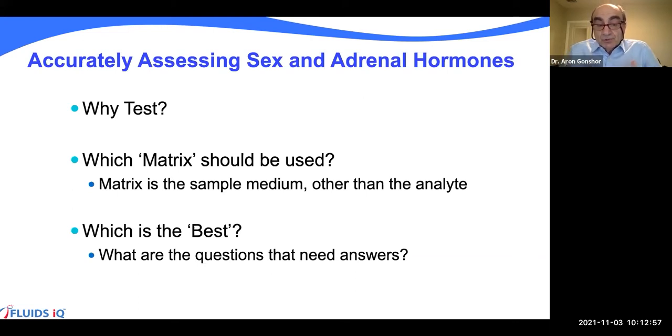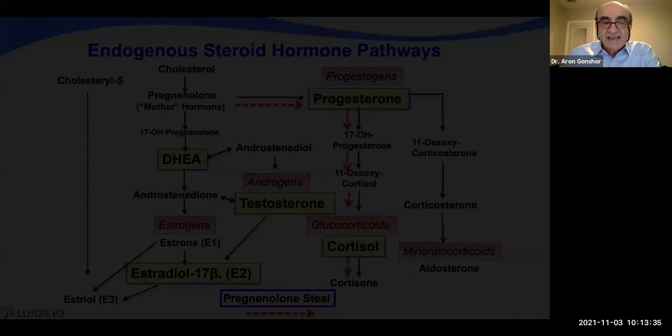And of course, why should we use one matrix as opposed to another? And I'm using the word matrix because you're going to see that term used quite often in the literature. And a matrix really represents the sample medium itself, the blood, the saliva, the urine. It's not really talking about the analytes that you're going to be looking for, but what is the medium or the matrix? And thirdly, which is the best? So when you say which is the best, the question is, what kind of answers are you looking for? And what kind of questions do you need to ask to get those answers? And so we're going to try to really get through a lot of this.